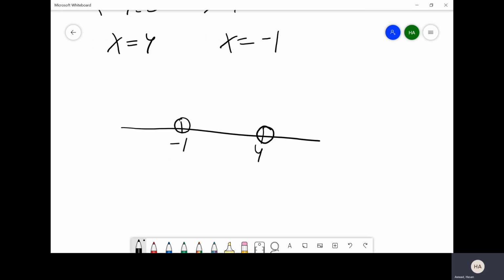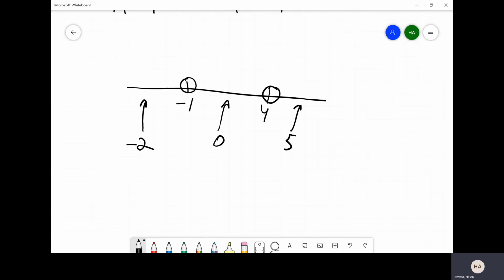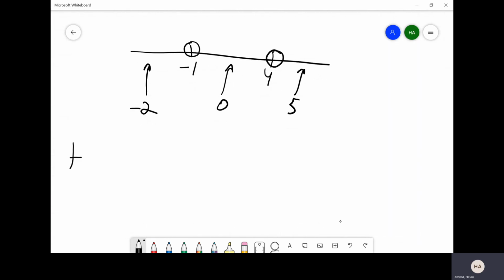So now we have 3 test points that we need to test, right? Here, here, and here. I am once again going to pick 0 because it makes my life easy. I'm going to pick 5, and I'll pick negative 2. Okay, so we're going to test, and I'm going to put negative 2 here.